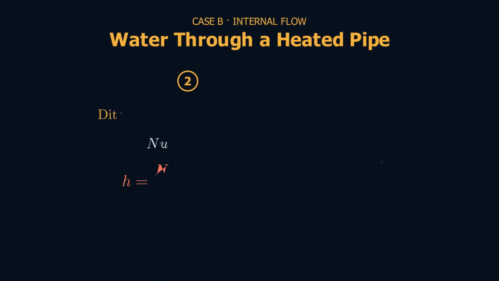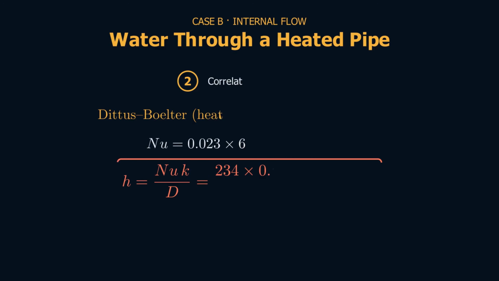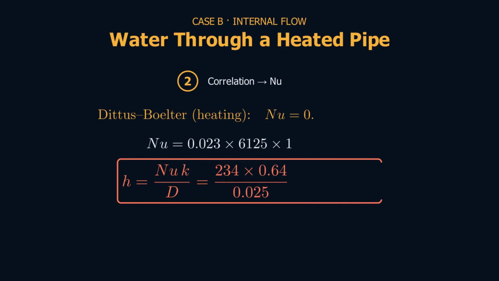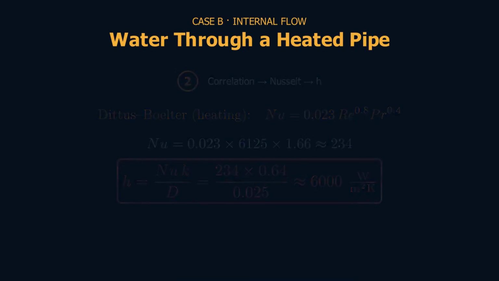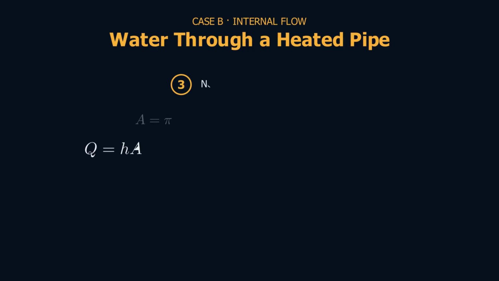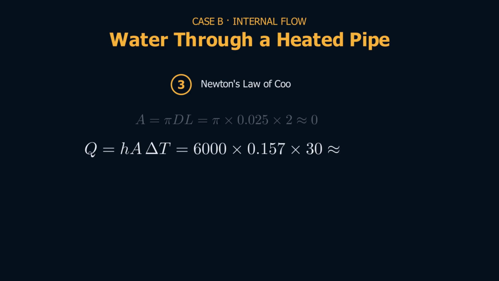Step 2. Turbulent pipe flow uses the Dittus-Boelter correlation, Nusselt equals 0.023, Reynolds to the 0.8, Prandtl to the 0.4. That gives a Nusselt number of about 234, and dividing by the diameter gives H of roughly 6,000 watts per square meter per Kelvin. Step 3. The heated wall area is the pipe's inner surface, about 0.16 square meters, and the driving difference is 80 minus 50. Newton's law gives roughly 28,000 watts, 28 kilowatts through one short section of pipe.